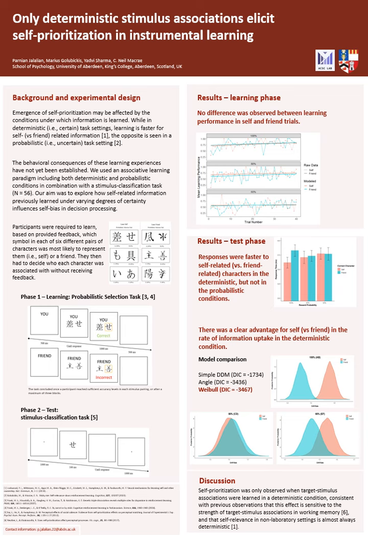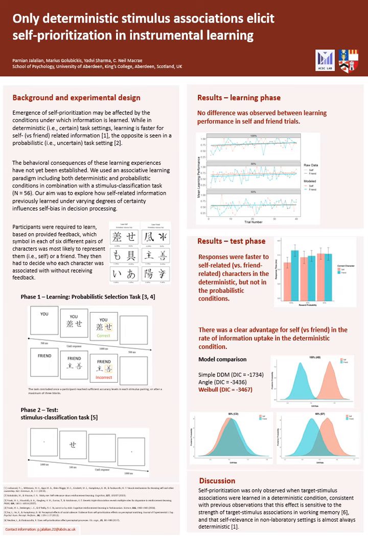Specifically, we wanted to know, once learned, does material about self and others learned under varying degrees of certainty influence decision processing? To do that, we used an associative learning paradigm including both deterministic and probabilistic conditions where participants had to learn which character in each of 6 pairs of characters was most likely to be associated with themselves or their best friend. They learned for self and friend in different trials, and the pairs differed in degrees of certainty based on reward probability. The task concluded once the participant reached sufficient accuracy levels in each stimulus pairing, or after a maximum of 3 blocks.